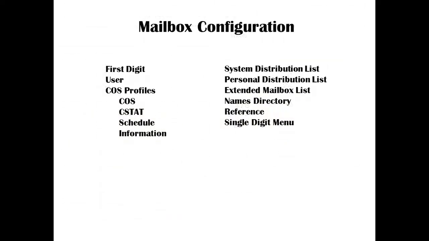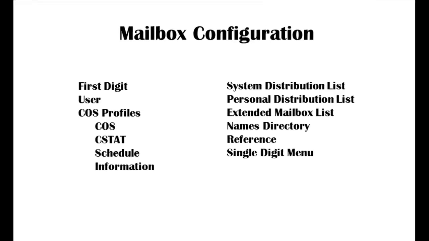Now that we have a general overview, we are ready to gather specific mailbox configuration details. The mailbox configuration tables and reports we will be reviewing include the first digit and user tables, class of service profiles, which include the class of service, CSTAT, schedule, and information tables, the system and personal distribution list, extended mailboxes, the names directory, reference table, and single-digit menus.